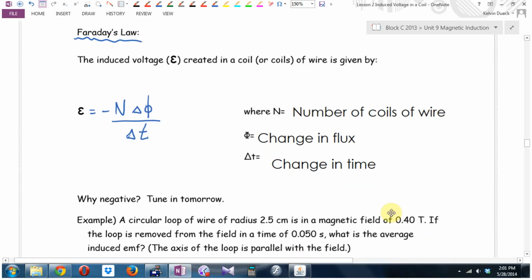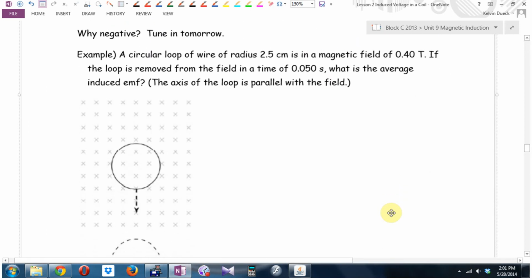So, next example. I like this question. A circular loop of wire. Can you all underline the word circular? A circular loop of wire of radius 2.5 centimeters is in a magnetic field of 0.4 teslas. If the loop is removed from the field in a time of 0.05 seconds, what's the averaged induced EMF? What do they want me to find?